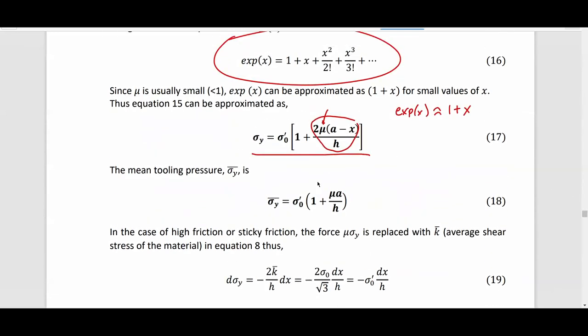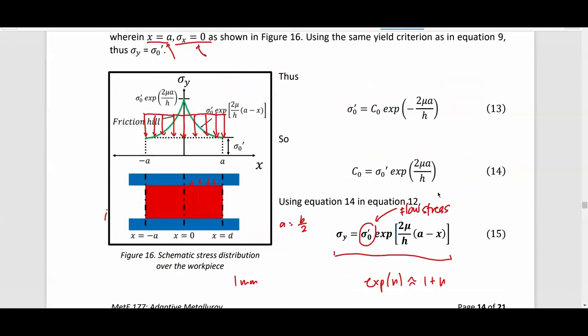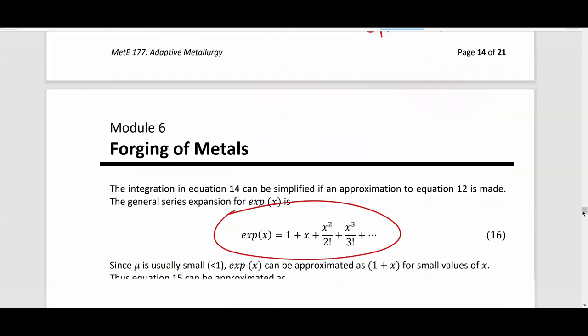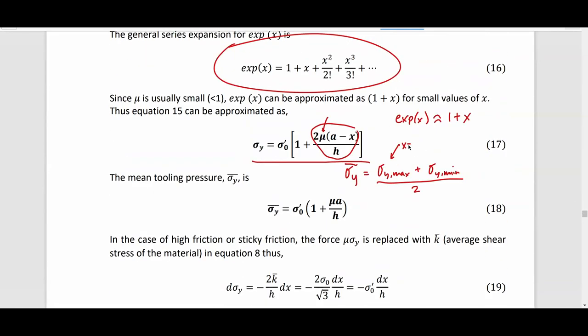So to get the average sigma y, the mean tooling pressure or mean forging pressure, this is just equal to (sigma y max plus sigma y min) over 2. Okay? And to get sigma y max, if you look at the graph, sigma y max is equal to where x equals 0. So we just input x equals 0. Then for sigma y min, this is when it is at the edge, when we computed the boundary conditions. This is just equal to x equals a.